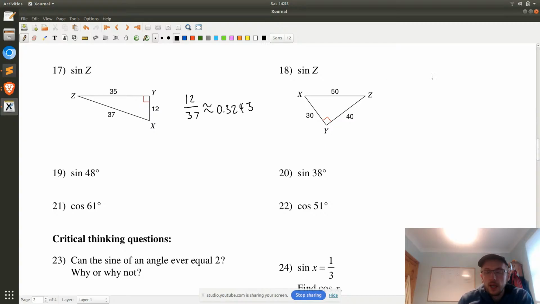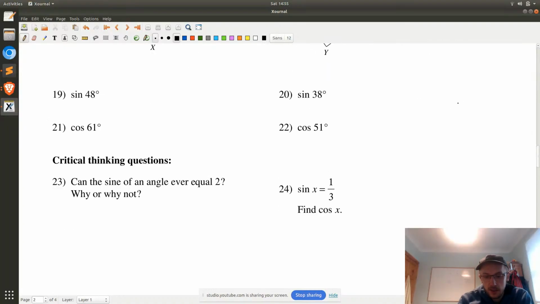Sine of Z is opposite over hypotenuse, so 30 over 50, so 3 over 5, which decimalizes to 0.6000. Sine of 48, this one you have to just simply enter. So you get 0.7431. Sine of 38, 0.6157. Cos 61, 0.4848. Cos 51, 0.6293.